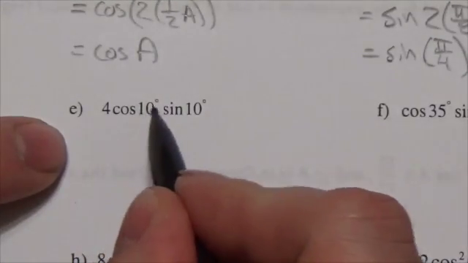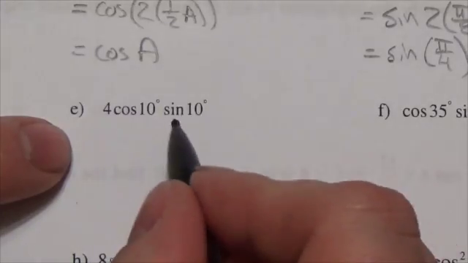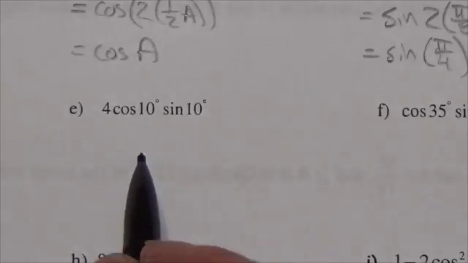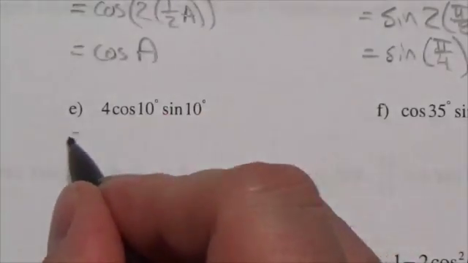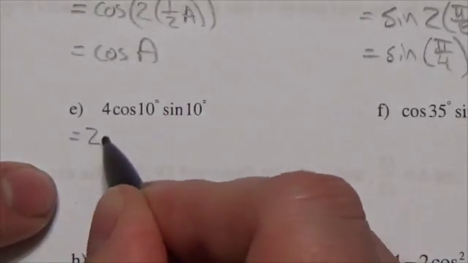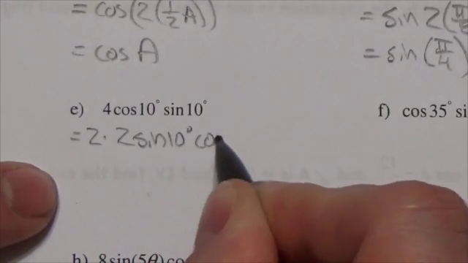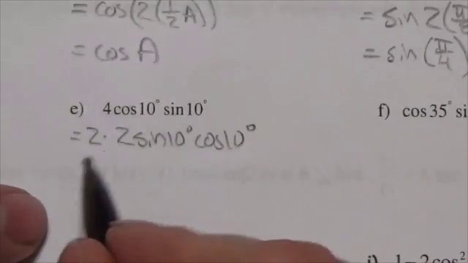4 cosine of 10 degrees, sine of 10 degrees. Now, look, they're switching the order here. Don't let that throw you off. Additionally, notice that the 4 there can be broken up into 2 times 2. Order does not matter, so I'm going to help myself out by changing the order here.